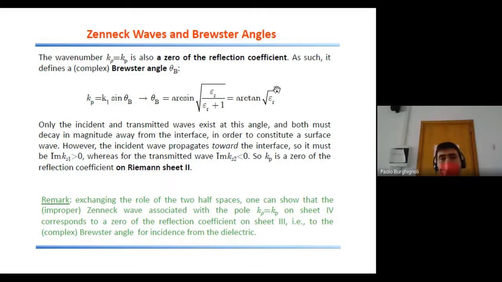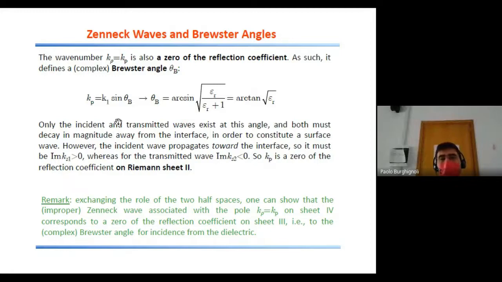Okay. Now, note that at the Brewster angle, by definition, there is no reflected wave. So you only have the incident and transmitted waves, and both waves decay in magnitude. However, since the incident wave propagates towards the interface, the incident wave must be a wave that increases exponentially along its direction of propagation. So the imaginary part of the associated wave number must be larger than zero, whereas for the transmitted wave, the opposite is true. So the imaginary part of the wave number must be less than zero.